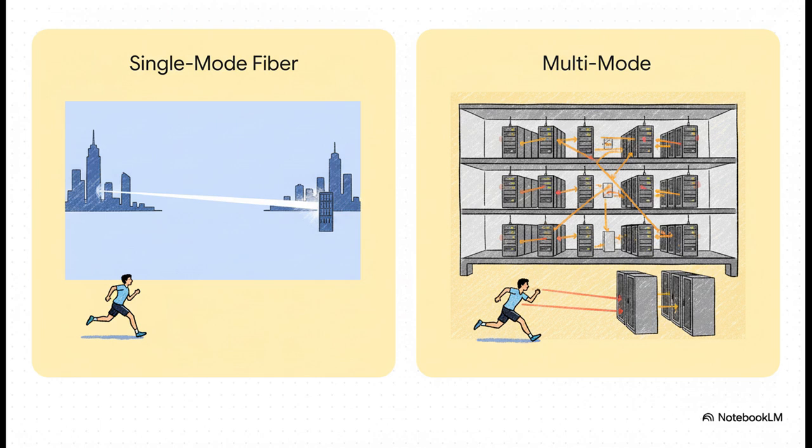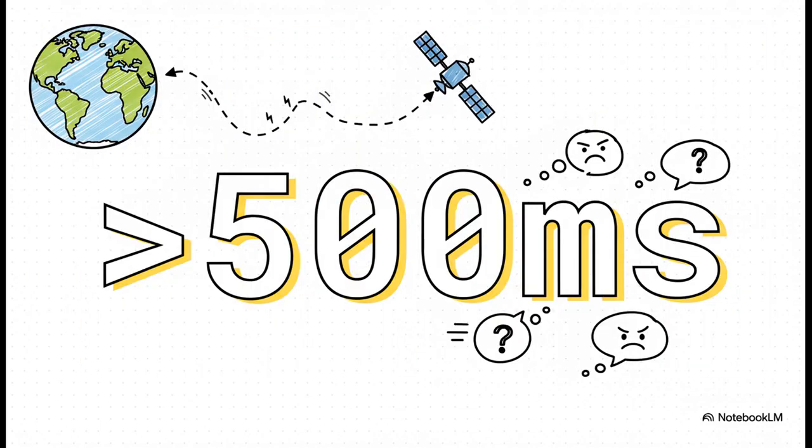Single-mode fiber is the long-distance marathon runner. It uses a powerful laser to shoot signals for dozens, even hundreds of kilometers, connecting entire cities. Multimode is more like a sprinter, perfect for blazing fast connections over shorter distances, like inside one big data center. But what about when you can't run a wire?